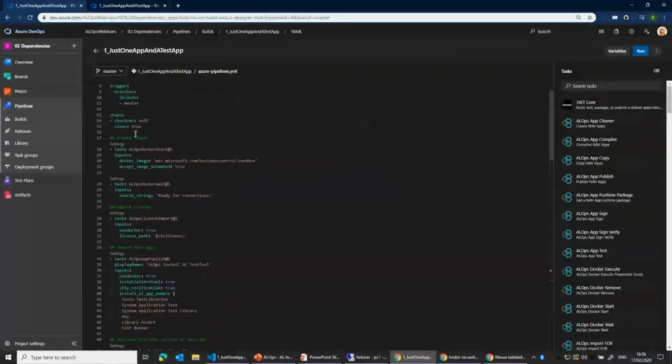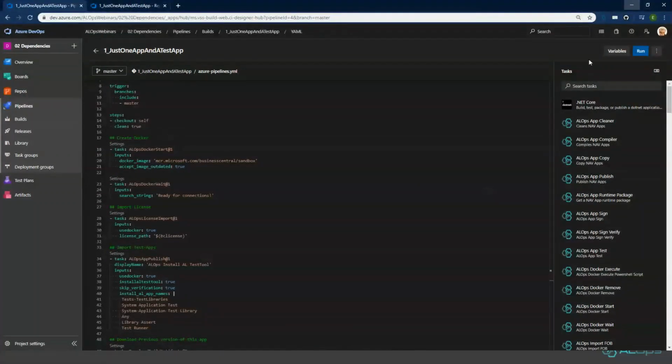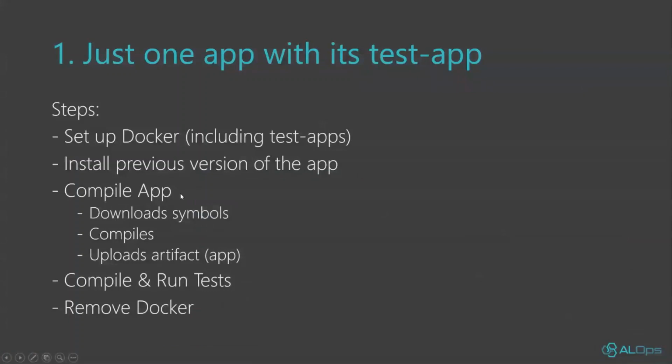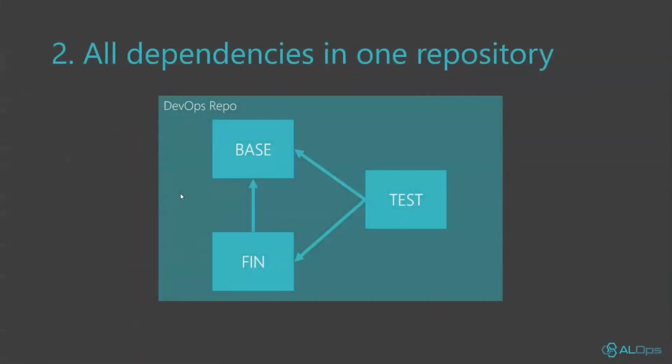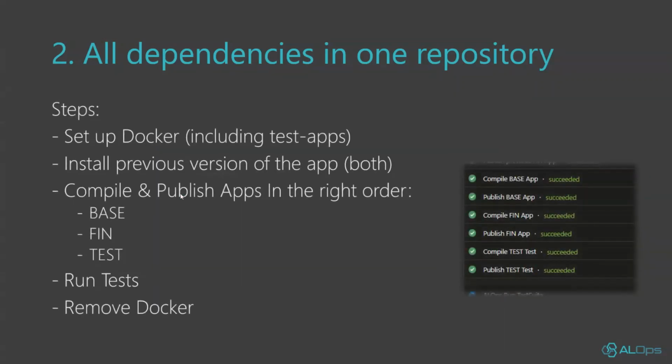All right. So this is actually handling the simplest of scenarios, test-driven development, having one test app accompanied with your app, which is already a form of dependencies. The next one is a little bit more extensive, but quite the same, where we have multiple apps. These are just 3 apps, I know, but this could be 30 apps. Okay. And what we will do here is all dependencies, we will set up Docker and install previous version.